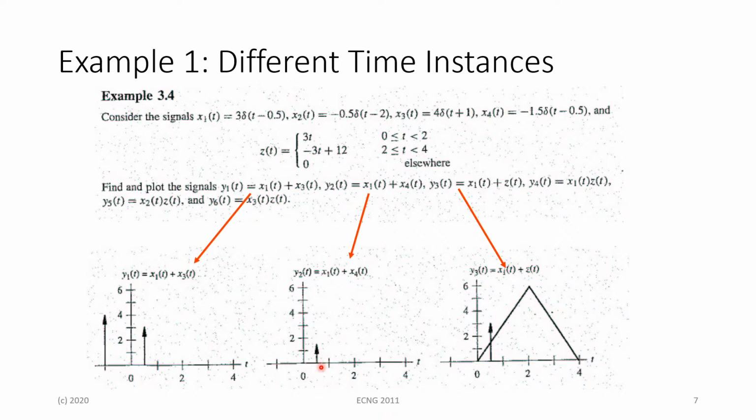Because they both occur at the same time instance, that basically means that what we need to do is just watch the magnitudes here and then add or minus them accordingly and just get the results, and that will be our resultant impulse here. So in this case, x1 of t has a magnitude of 3 and x4 of t here has a magnitude of negative 1.5. So we just basically say 3 plus minus 1.5, so that is going to be 3 minus 1.5, and we get a result of 1.5 here accordingly.